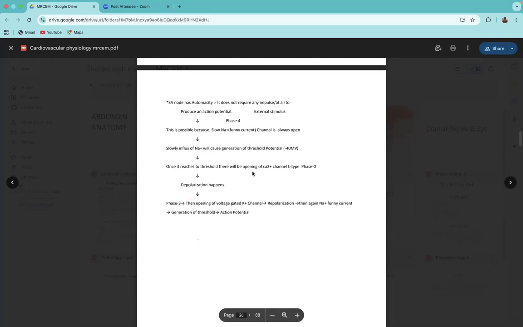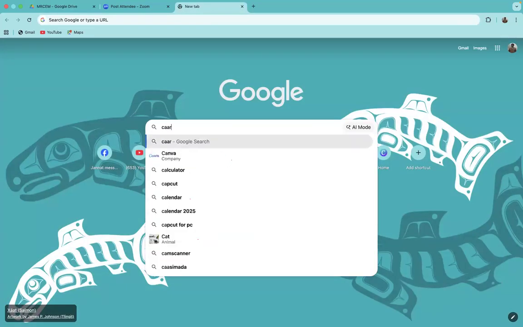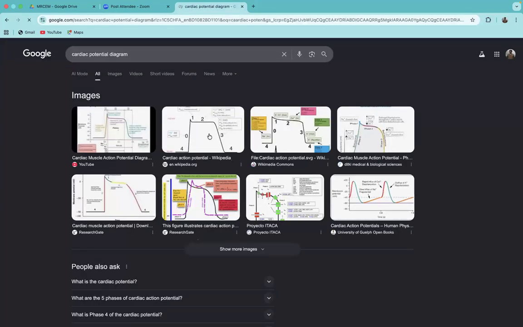Once it reaches minus 40, the transient type of calcium channel also opens, and after moving to the top, there will be opening of the L type of calcium channel, which is basically phase 0 as well. So if we are to see here again the cardiac potential diagram, yes, we'll see this.